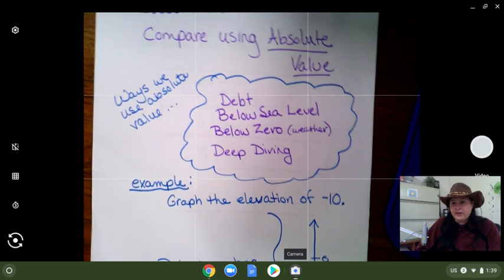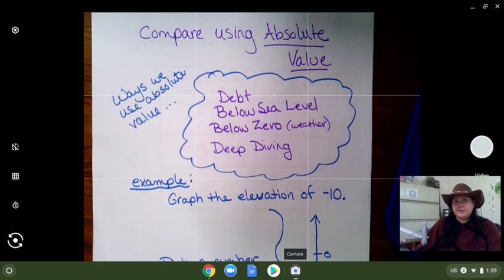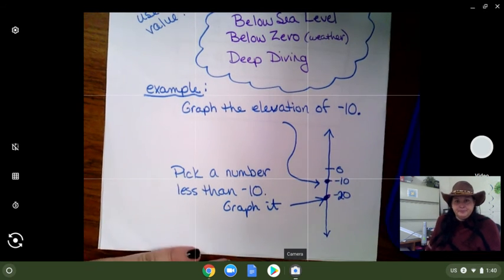Another way that we use absolute value is when we talk about debt. If you say, oh, $200 in debt, what you actually mean is you have negative $200, but instead we use the word debt to describe that. Below sea level, sometimes if you are doing deep diving, and you're diving down 50 feet, that is a negative 50 feet that you are going, but we say we are diving 50 feet. So we're saying it as an absolute value of that number. Here's an example.